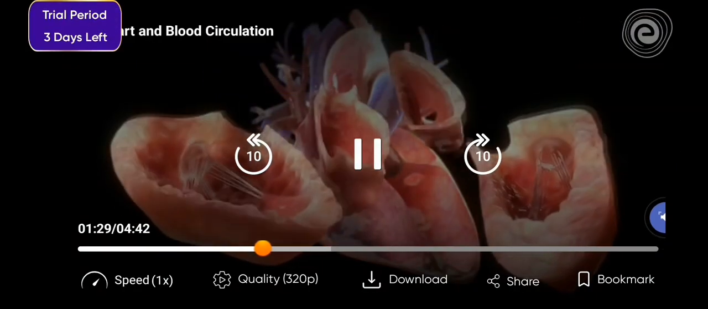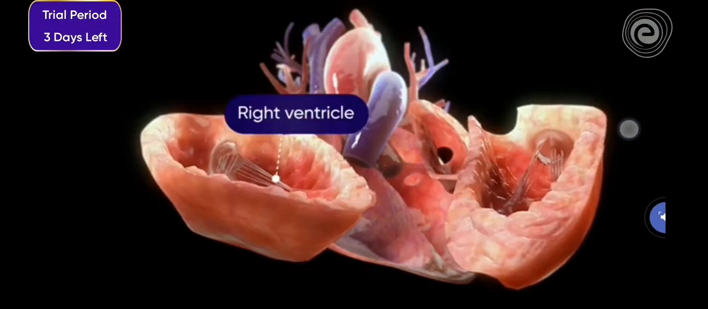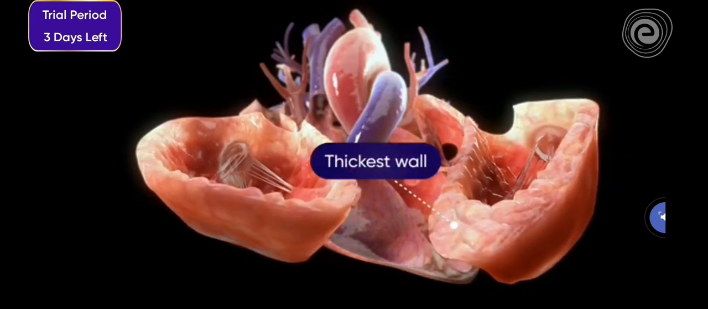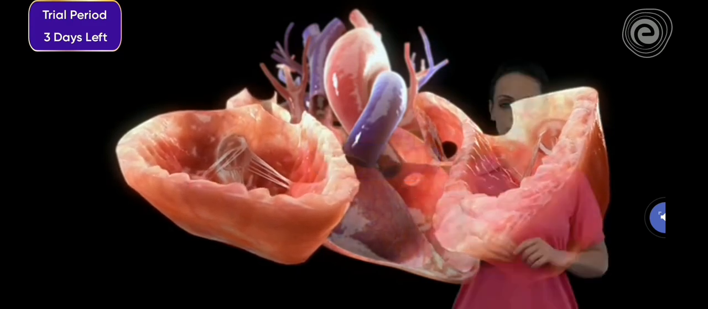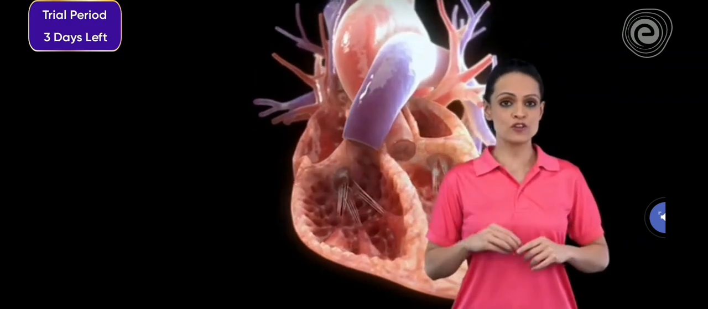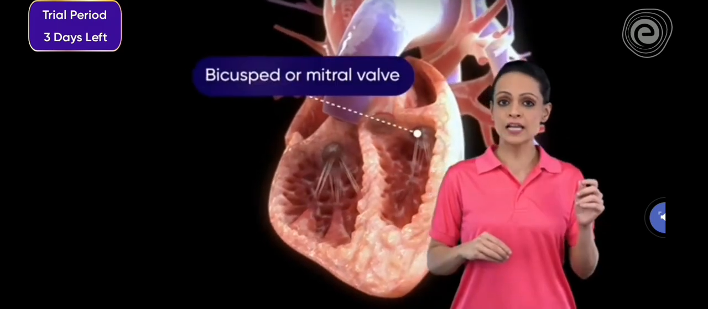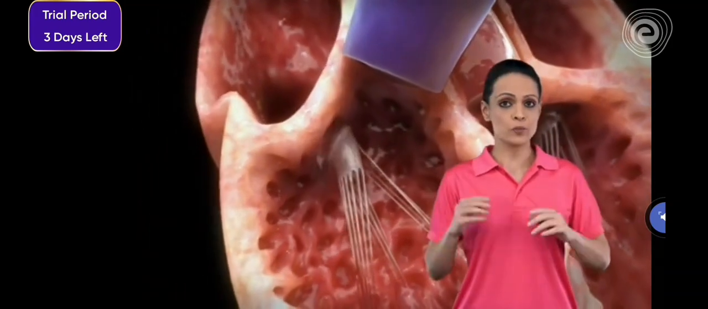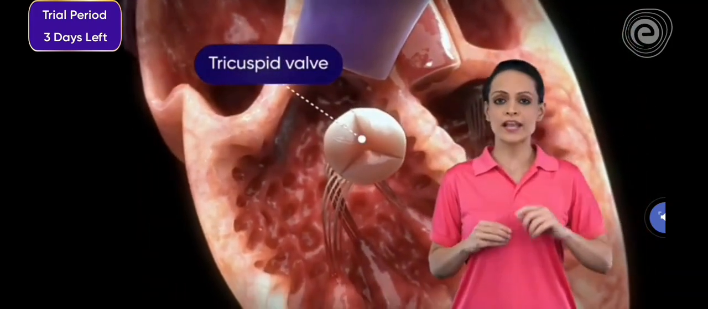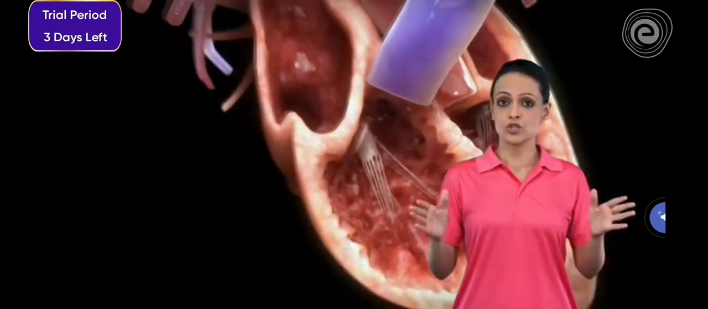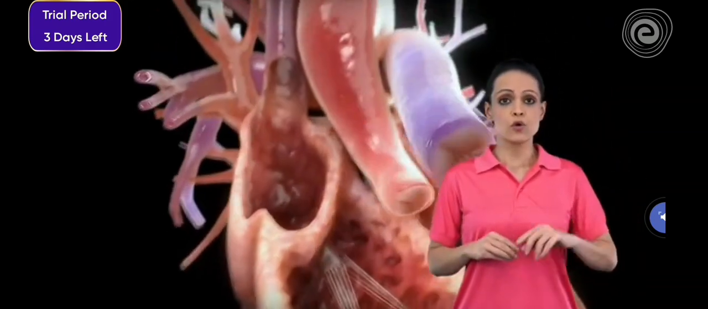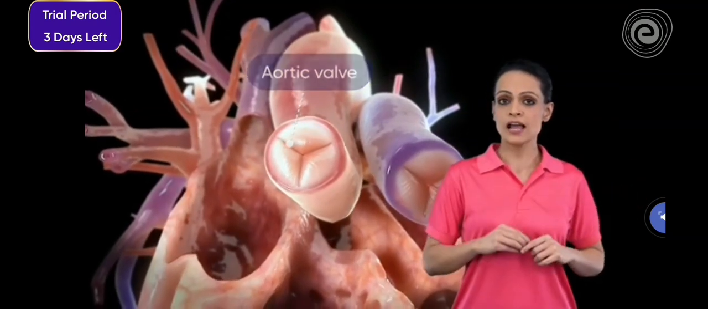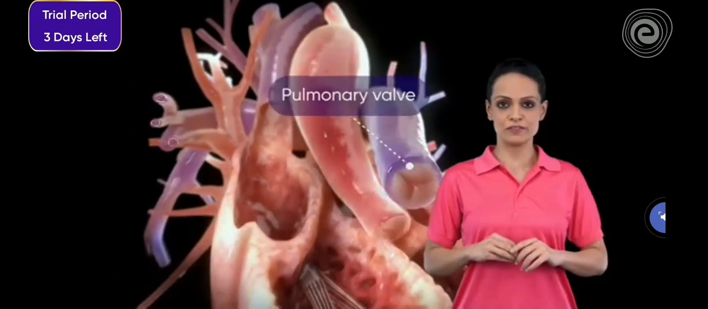While the lower two chambers are called right and left ventricles, the wall of the left ventricle is the thickest. The left atrium and ventricle are connected through the bicuspid or mitral valve. The right atrium and right ventricle are connected by the tricuspid valve. Two semilunar valves, which are in the arteries leaving the heart, are the aortic valve and the pulmonary valve.